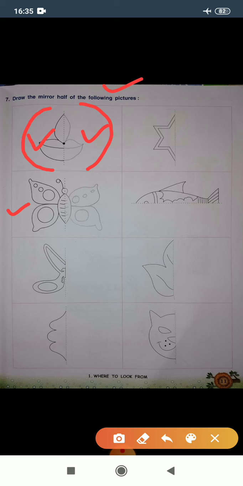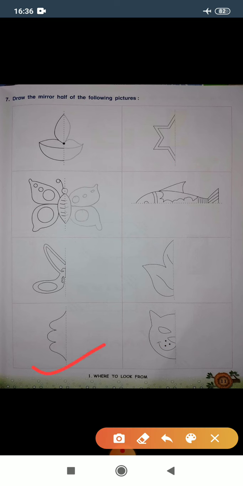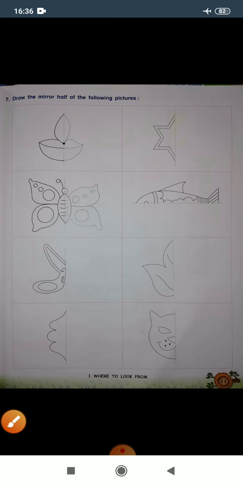Again the scissor is given here, so with the help of a pencil you can complete it. The remaining shapes or pictures you need to complete by yourself as homework, because we have done all these shapes in our textbook. So for revision purposes you need to draw these pictures by yourself.